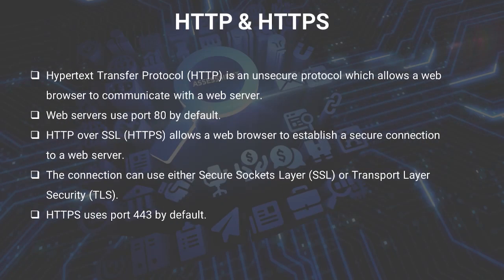There's also HTTP and HTTPS. HTTP, the Hypertext Transfer Protocol, is simply an unsecure protocol which allows, let's say, a web browser to communicate with a web application or a web server. When using HTTP, the default port is port 80, while HTTPS provides data encryption because it uses SSL, and nowadays it uses Transport Layer Security. When using HTTPS, the web application server will use port 443 by default.